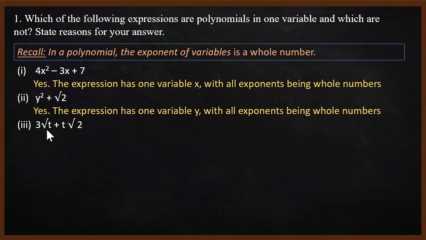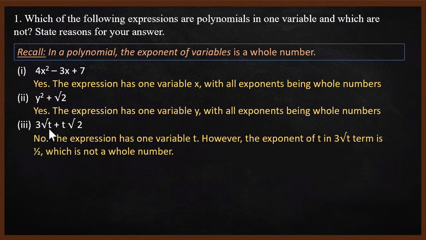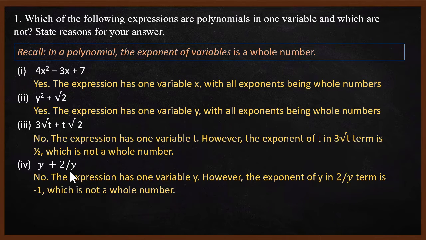It's not, because t is a variable here and its power, the exponent, is half. So root t is also t to the power of half. Since that exponent is not a whole number, it's not a polynomial. Next one, y plus 2 divided by y. It's not a polynomial in one variable. Why? Because in 2 divided by y, the exponent of y is minus 1, which is not a whole number.